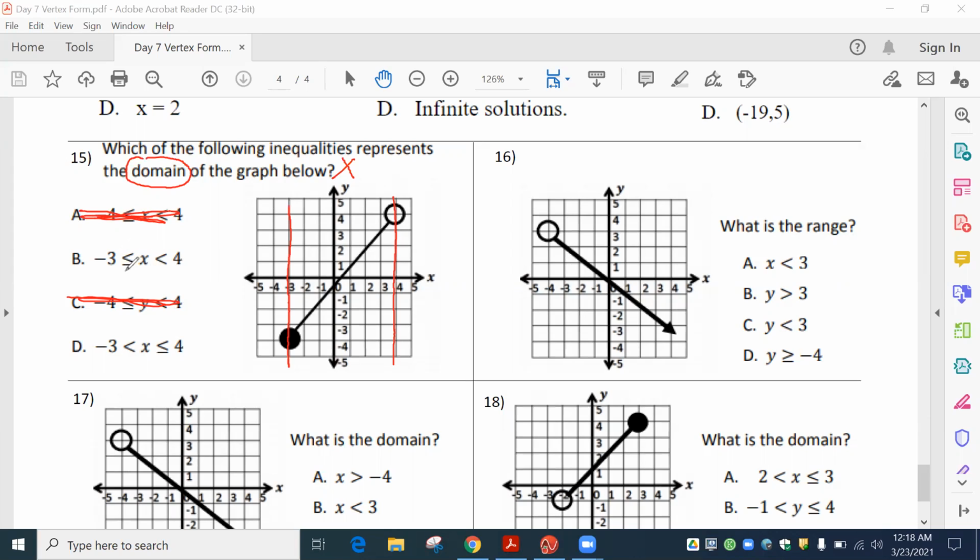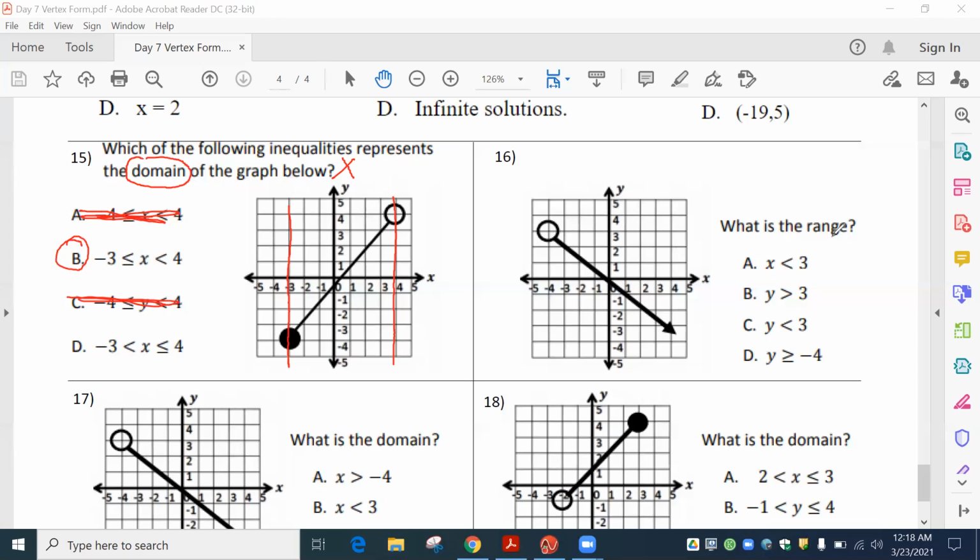Does it have an equal to bar? Remember that you always put an equal to bar unless you see an open circle. So -3 should have an equal to bar, but 4 has an open circle. So 4 should not have an equal to bar. So the answer is going to be B, because 4 should not have an equal to bar.